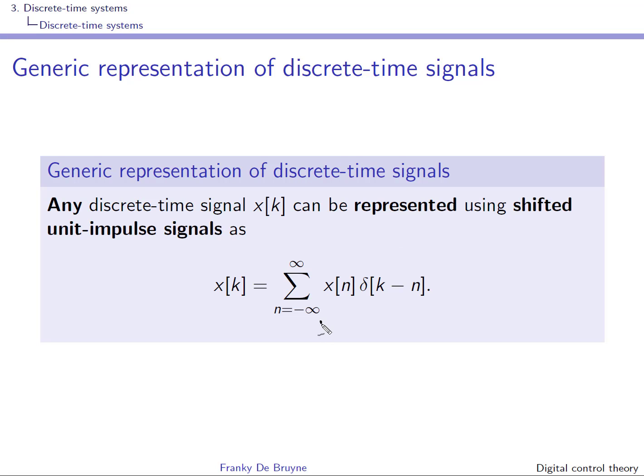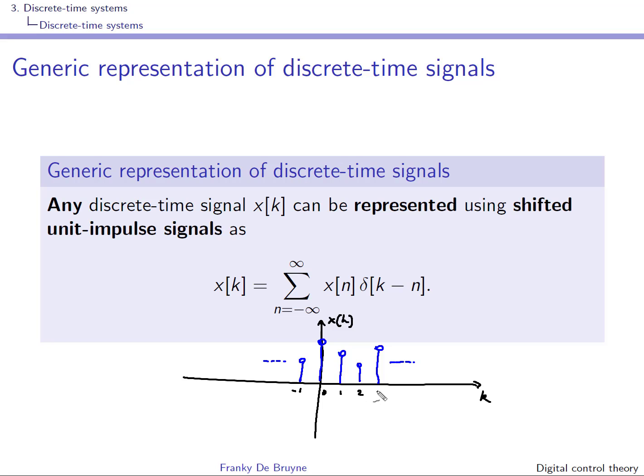Let us have a look at the intuition. Here is x[k]. This is what you see on the y-axis, and k, the index, is what you see on the x-axis. Let us draw a function x of k. We have shown the function for the indices minus 1, 0, 1, 2, and 3. Here it is shown that you can rewrite x of k as a sum.